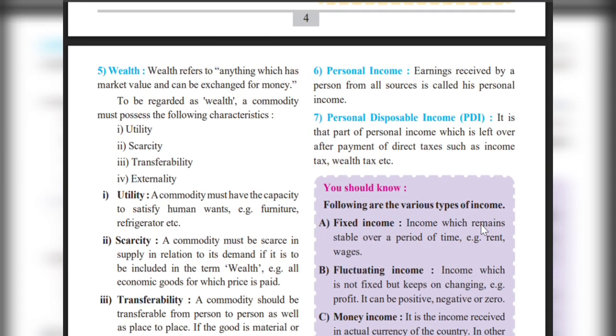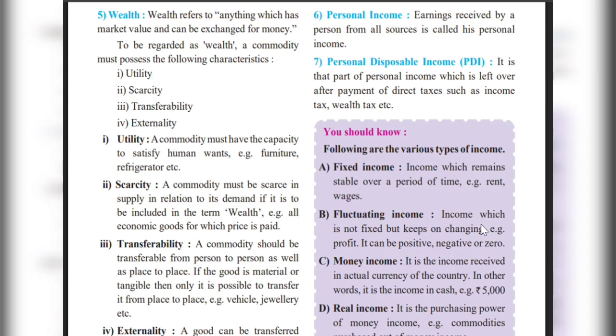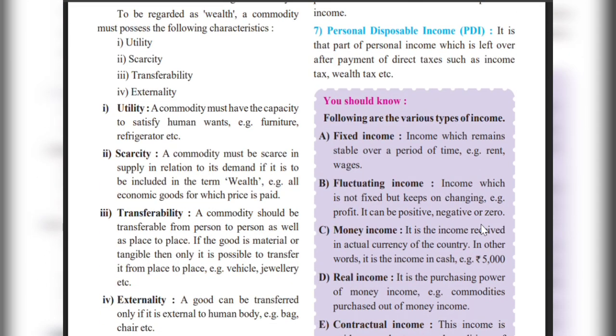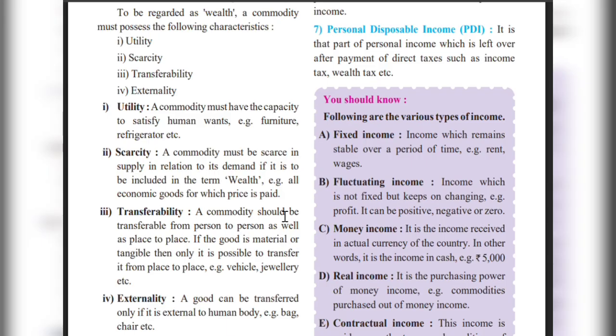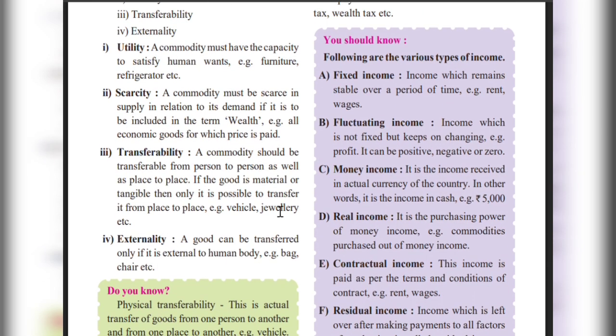Now next we have wealth. Wealth means anything that has utility, scarcity, transferability, and externality. Now let's understand these first. What utility means, scarcity means, transferability, and externality. So see, utility: a commodity must have the capacity to satisfy human wants, that is furniture, refrigerator, etc. Scarcity: scarce goods have high price. A commodity must be scarce in supply in relation to its demand if it is to be included in the term wealth. Example, all economic goods for which price is paid.